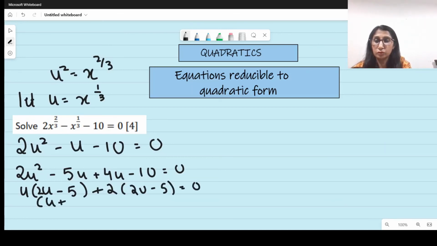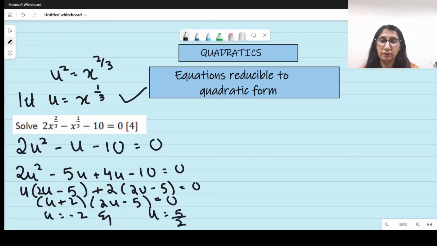u plus 2, 2u minus 5 equals 0. u equals minus 2 and u equals 5 upon 2. Now replace u with x power 1 over 3. So x power 1 over 3 equals minus 2 and x power 1 over 3 equals 5 over 2.